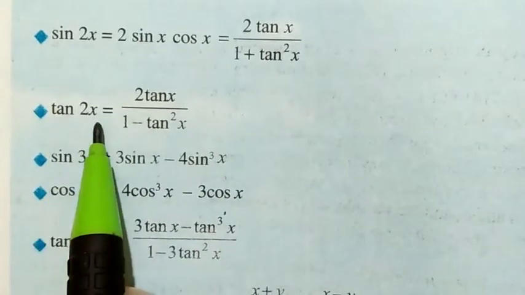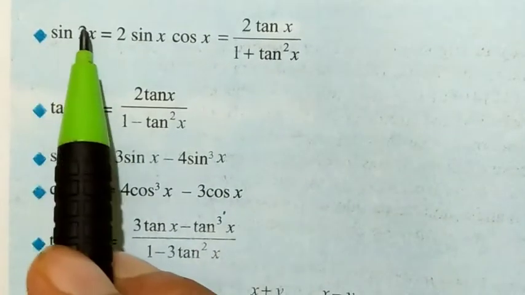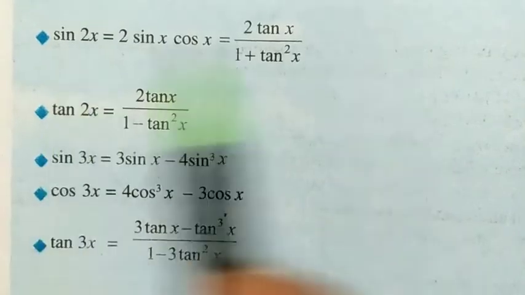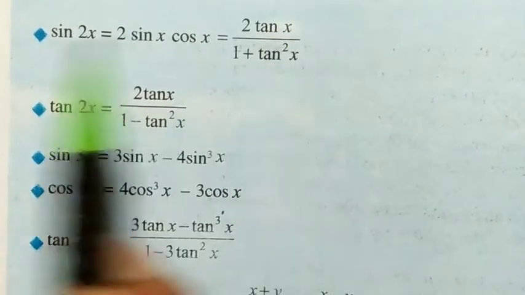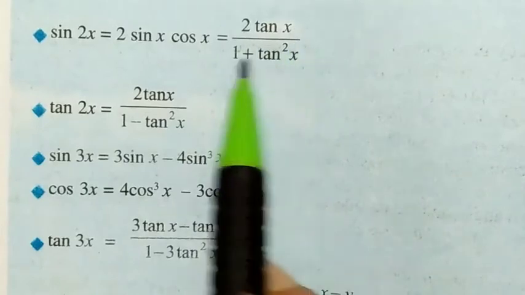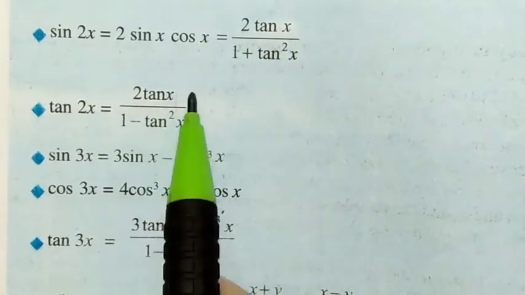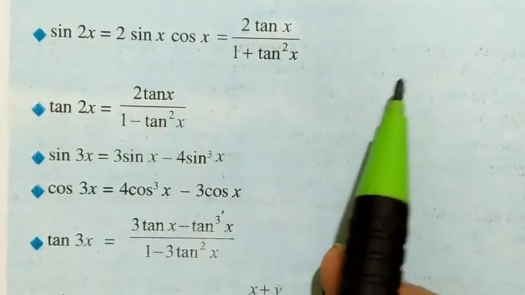Now tan 2x is nothing but sin 2x divided by cos 2x. Sin 2x is 2 tan x upon 1 plus tan square x. Cos 2x is 1 minus tan square x upon 1 plus tan square x. So this is 2 tan x divided by 1 minus tan square x.